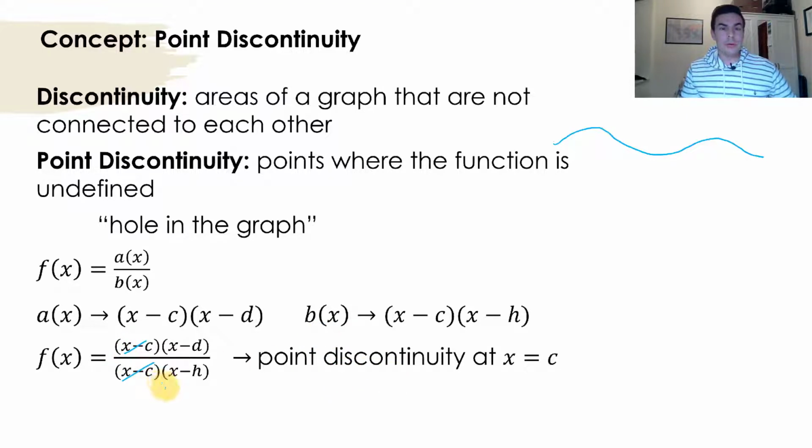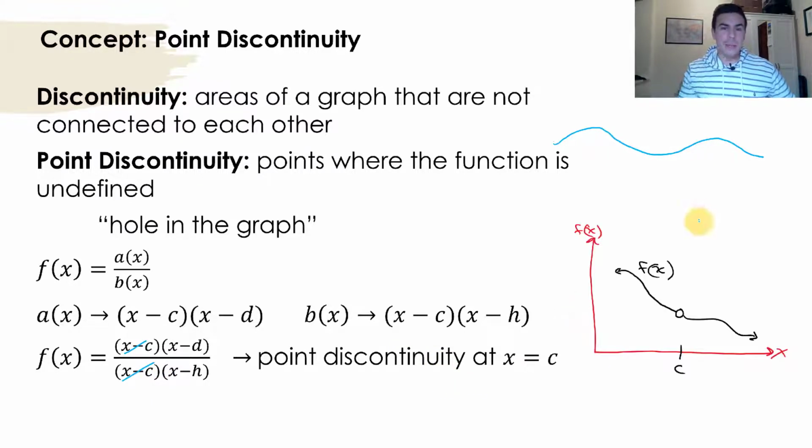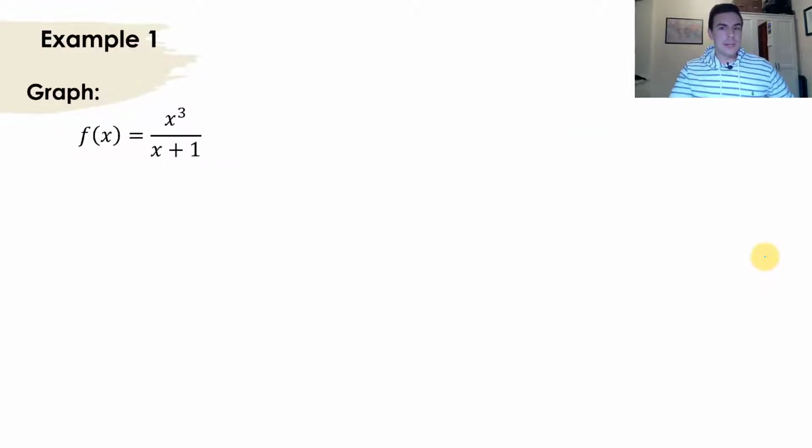We also call these removable discontinuities, because if I look at my graph, it's almost like we removed this point from our graph. Again, this looks continuous until we hit x is equal to c, and now we have this hole in the graph, and then we can keep going. So that is what a point discontinuity looks like on a graph. Let's take a look at just a few examples here.